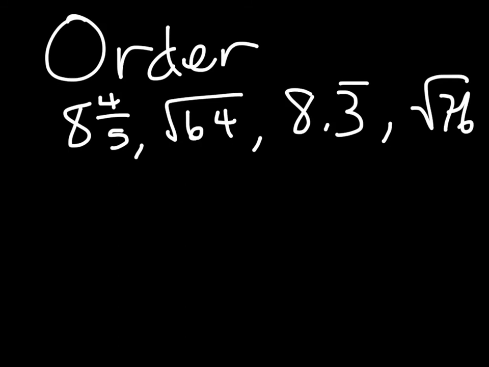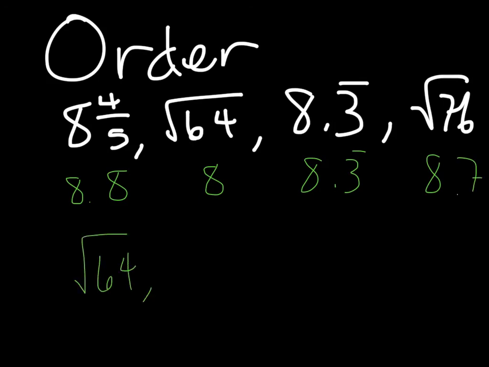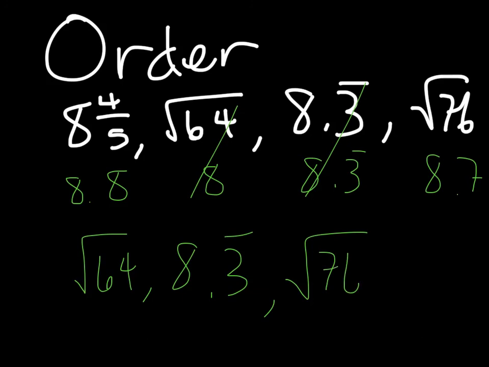Okay, if I'm going to order them, I'm going to do the same thing. Change them all to decimals. This is 8.8. This is 8. That's already a decimal. And then I'm going to do on my calculator the square root of 76, and I get 8.7. So when I put them in order, I say the first number is the square root of 64. The next number is 8.3 repeating. The next number is the square root of 76. And the last number is 8 4/5.